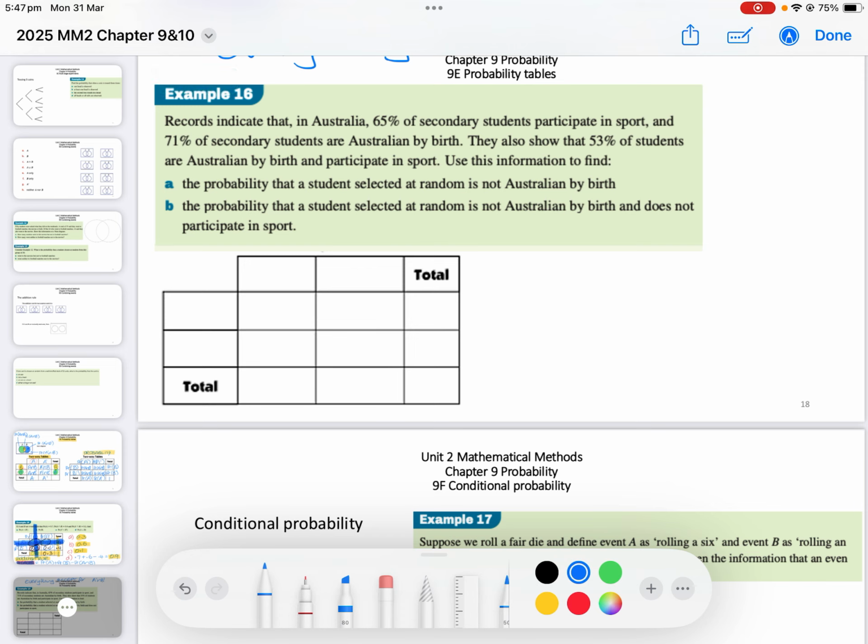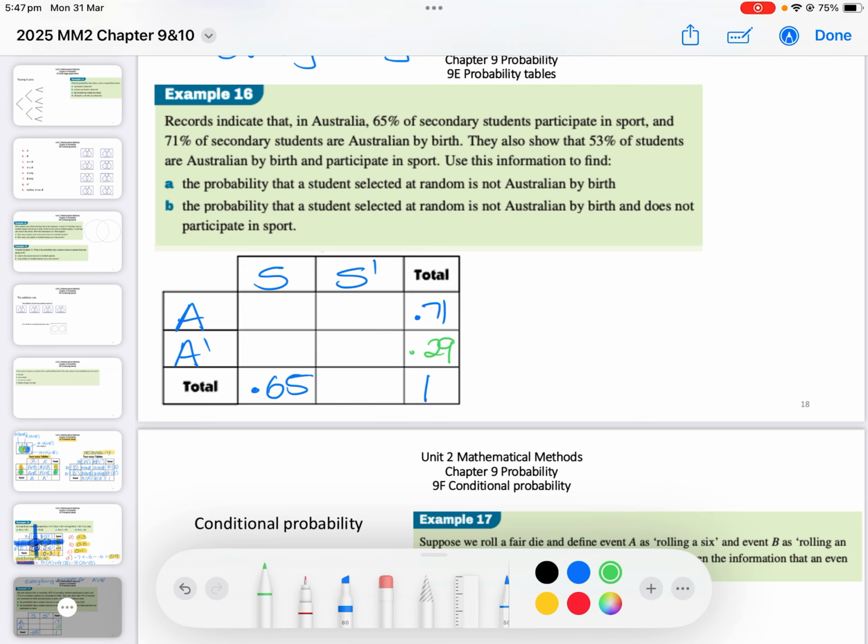Students are quite good at this. In Australia, 65% of students participate in sport and 71% are Australian by birth. So I'm going to go sport, not sport, Australian by birth, not Australian by birth. 65% participate in sport, 0.65. I know this is 1. 71% are Australian by birth. There we are. Let's fill in the gaps. I know this must be 0.29 for it to add up.